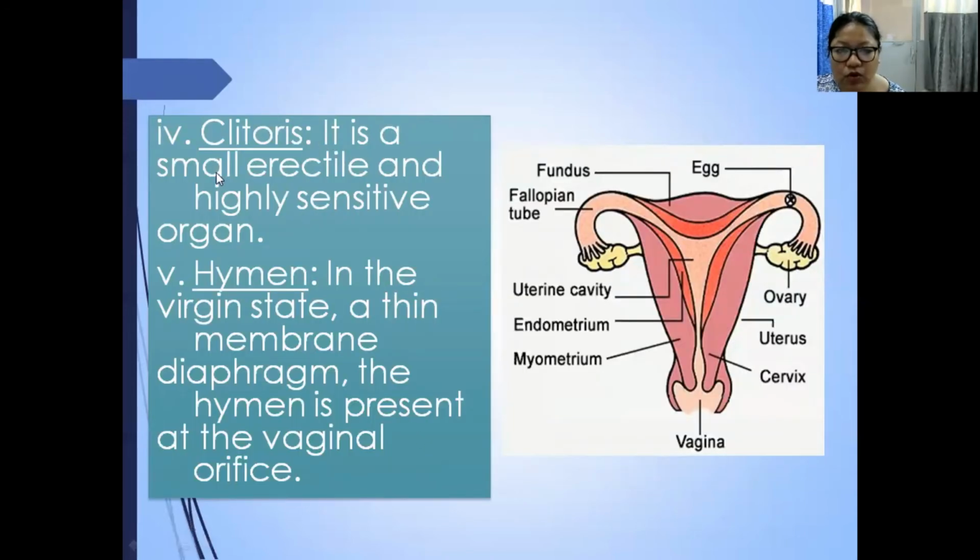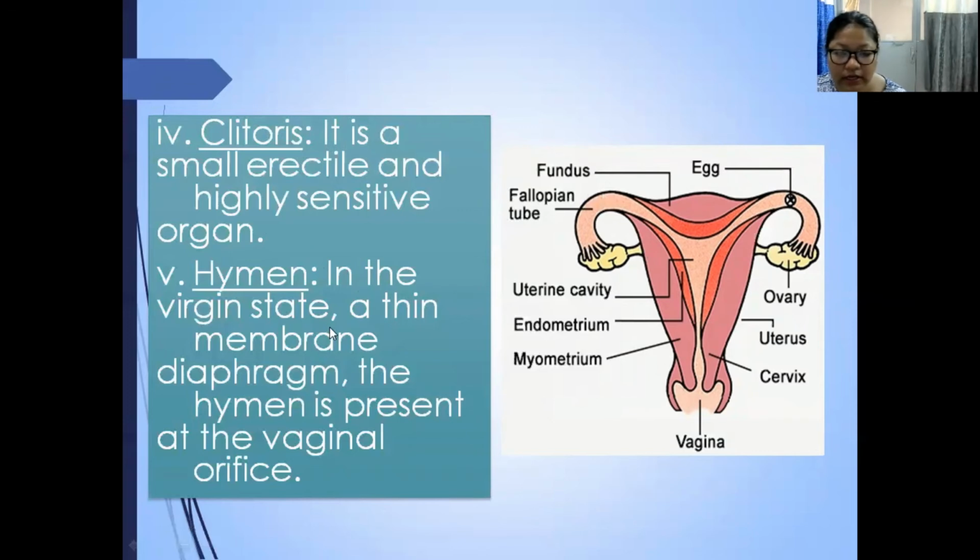It is a small, erectile, and highly sensitive organ. That means it is located at the outermost angle of the vulva in front of the urethral opening. In front of the urethral opening, you will find the clitoris. Okay.